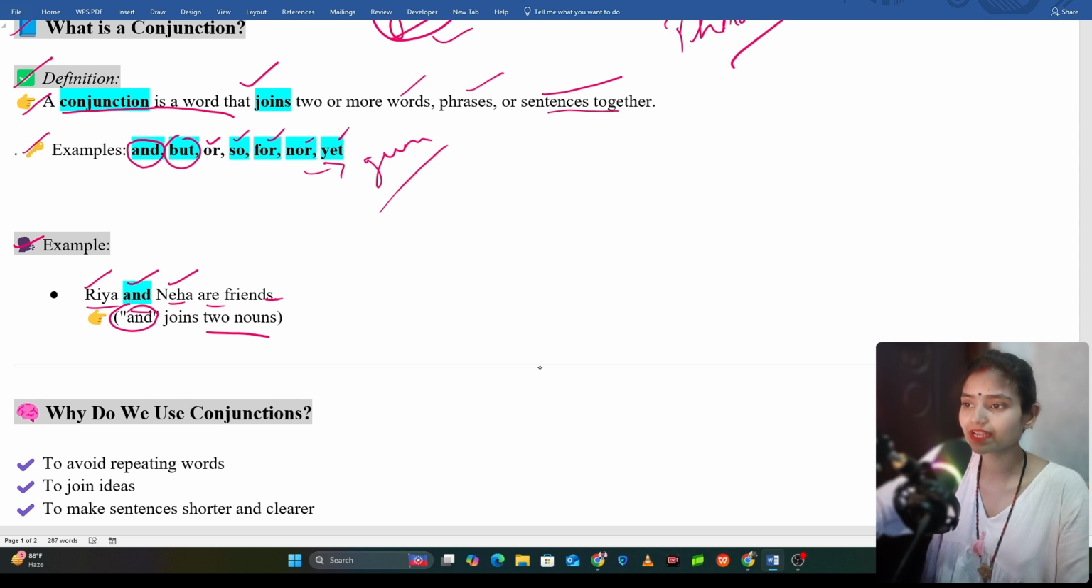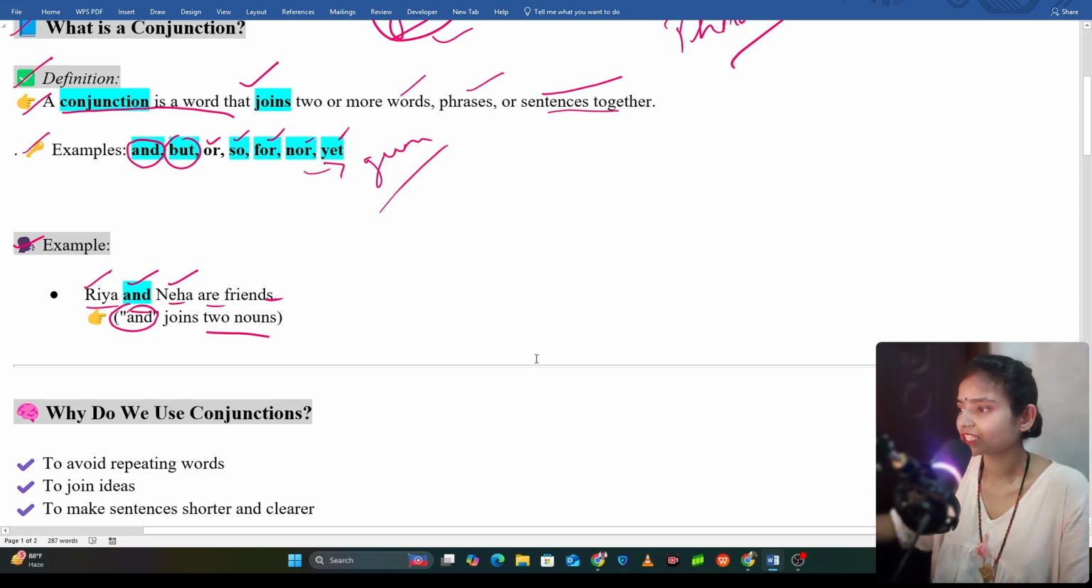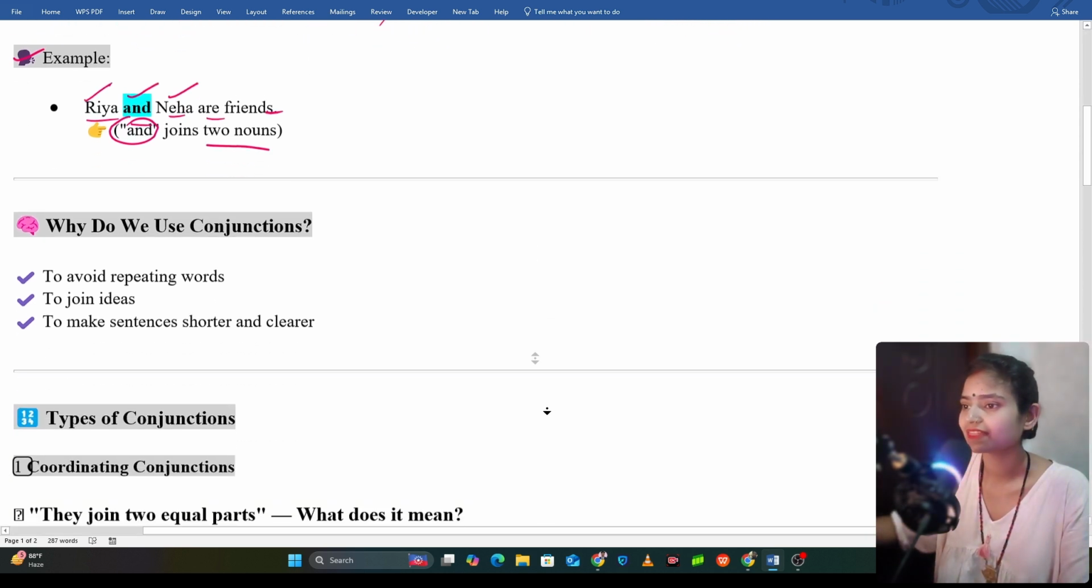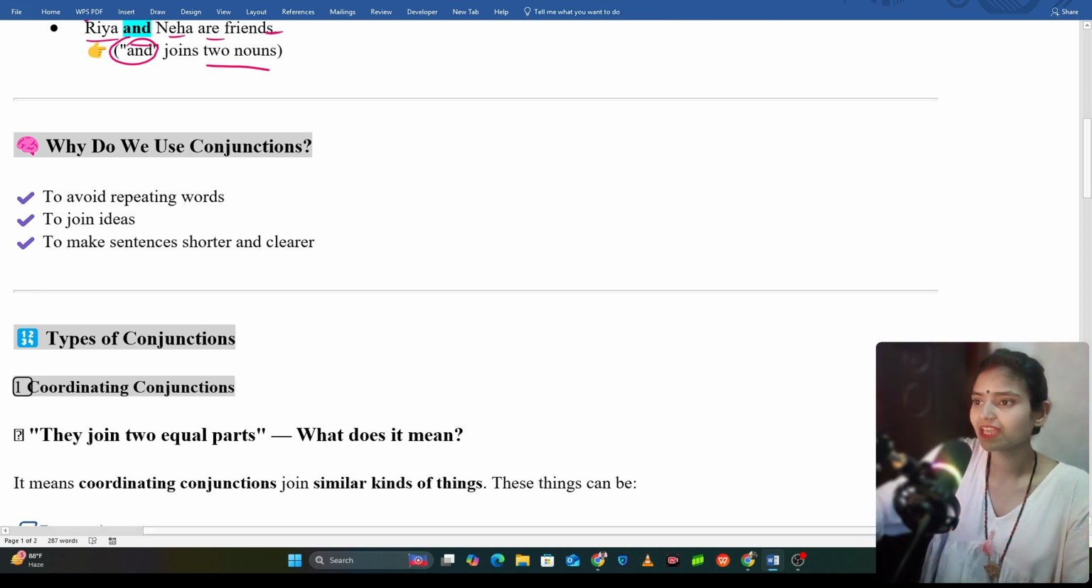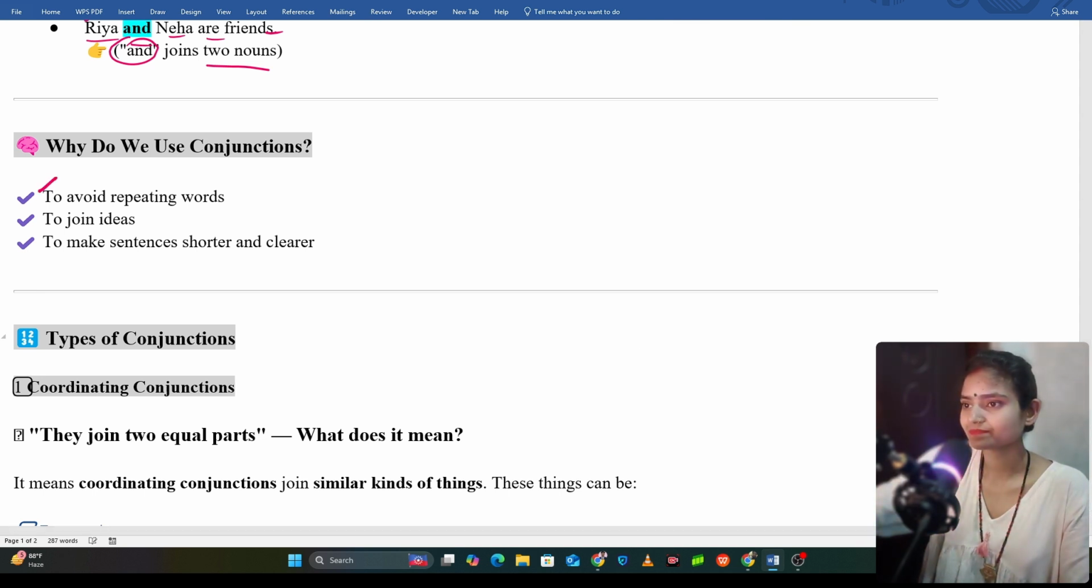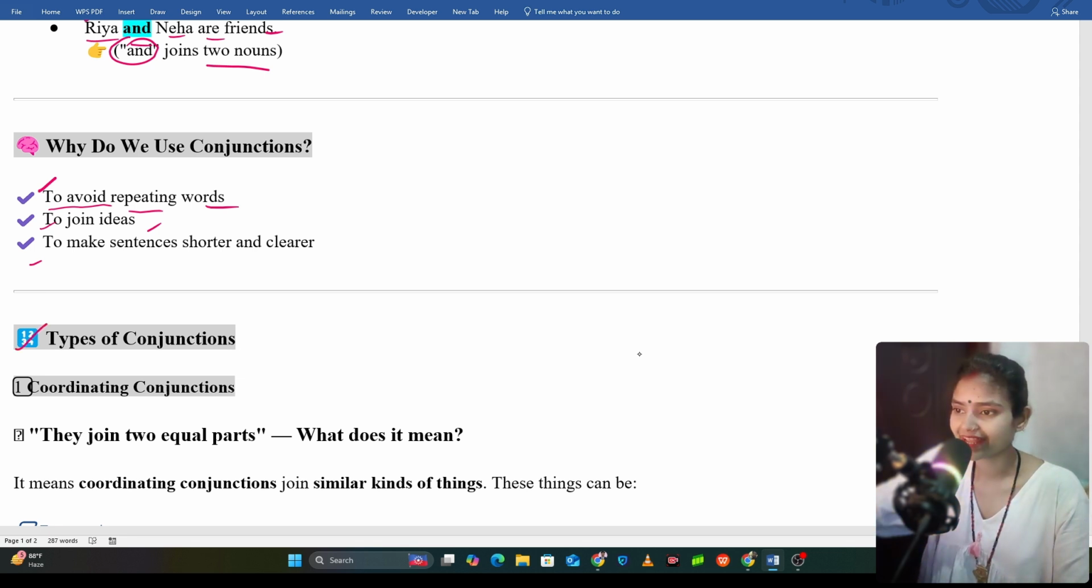All right, next we'll see why we use conjunctions. Why do we use a conjunction in a sentence? Number one, to avoid repeating words. We'll understand this in a sentence. Then, to join ideas. Next, to make sentences shorter and clearer.